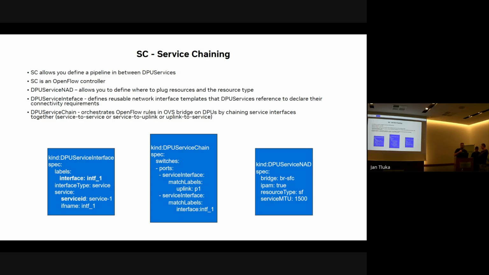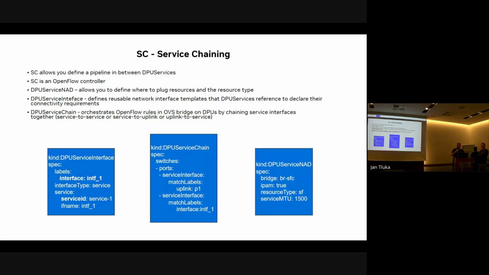I wouldn't go over the IPAM or the service MTU, but resource type is important because it allows us to select different types of hardware resources that we can offer. So we took as an example here a scalable function. We could have a virtual function. We could also have VET. That's another use case that we support.